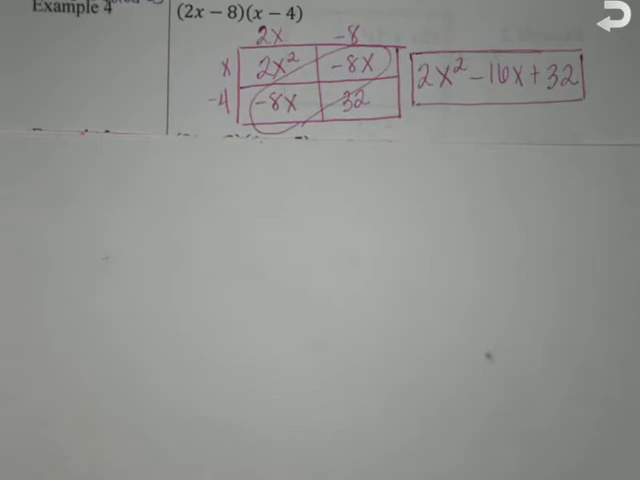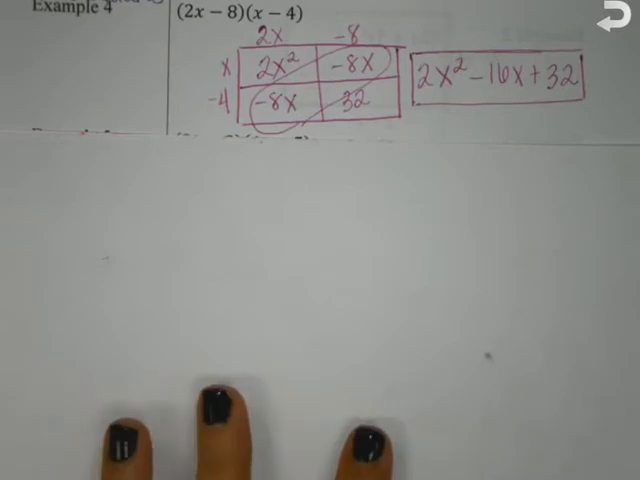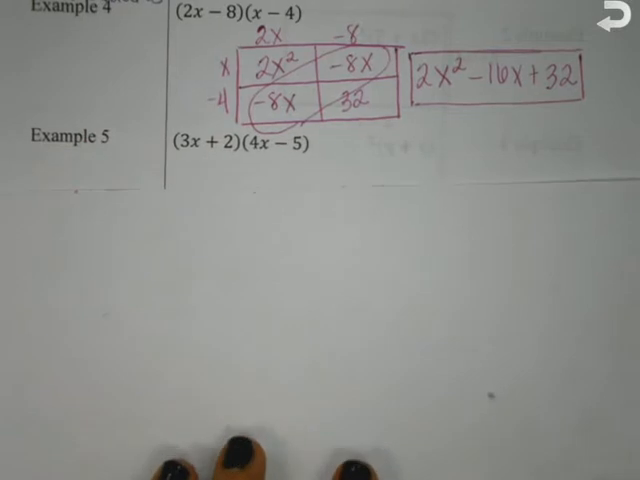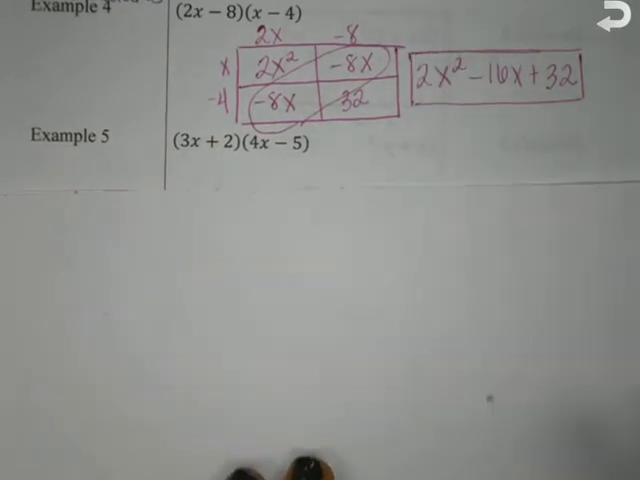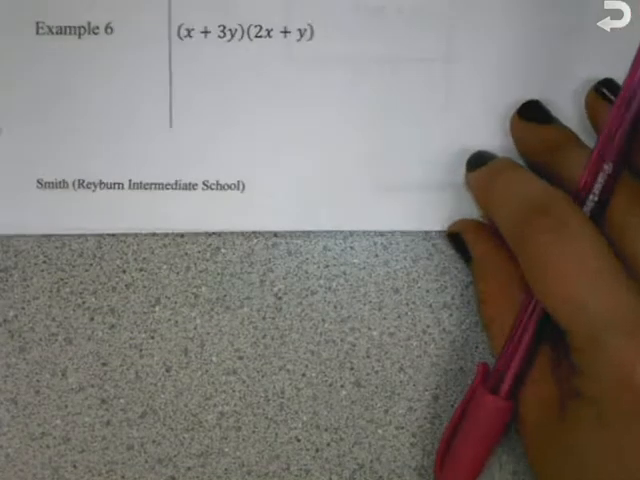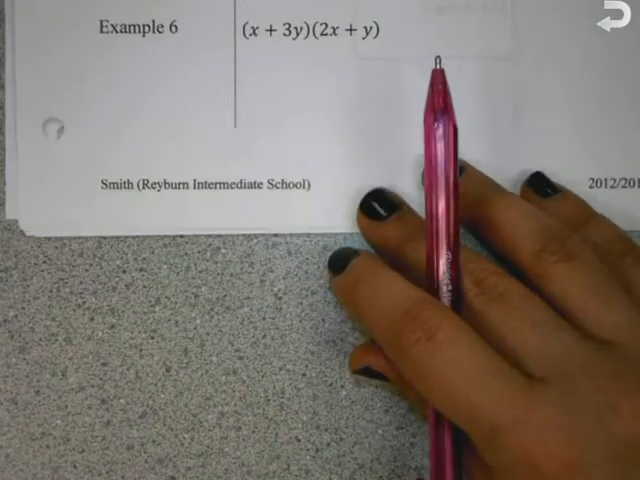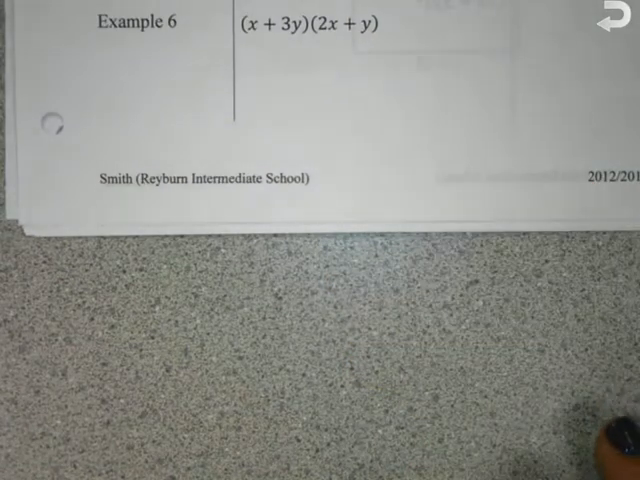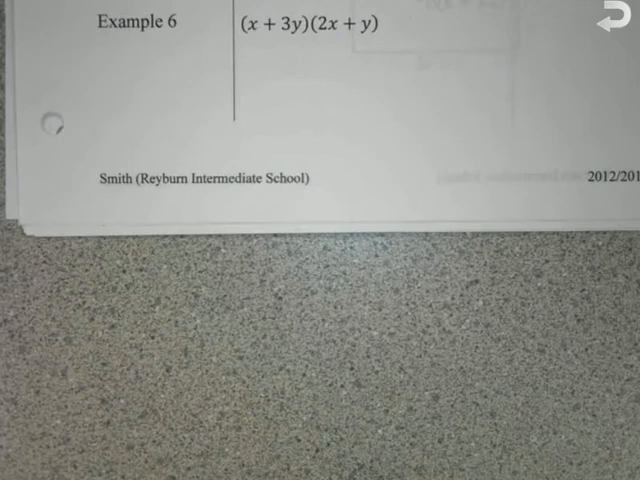Okay, so I'm going to skip example 5 because it's basically the same as example 4, and I'm going to go all the way to our last example, example 6. This one has two variables involved. X plus 3y times 2x plus y. Okay, I'm also going to use box method on this one, guys, just for my box method people.